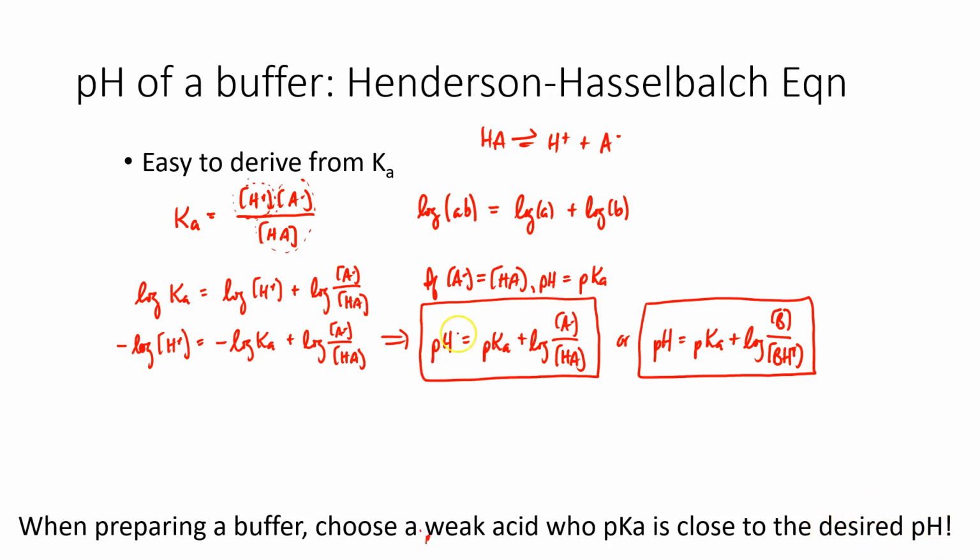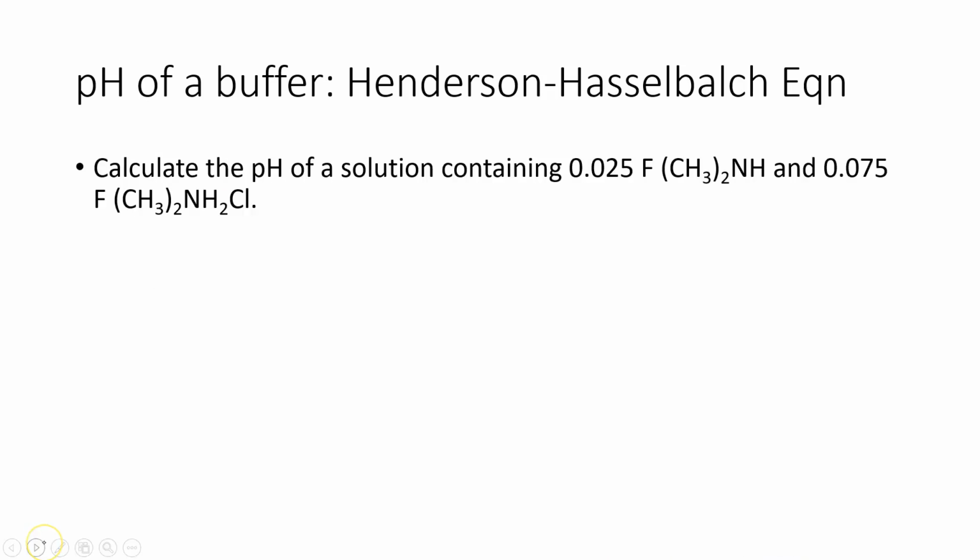For example, if you want to prepare a buffer with a pH of 10 and you choose a weak acid whose pKa is 4, this term in the equation is never ever going to be large enough to get you up to a pH of 10. So keep this in mind when preparing buffers. So let's see if we can use the Henderson-Hasselbalch equation to calculate the pH of this solution.